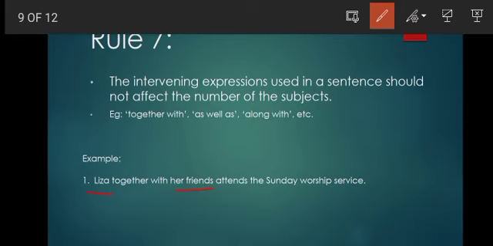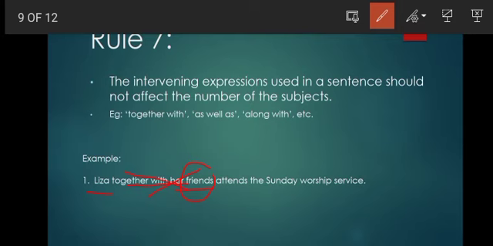And together with is the intervening expression. Lisa is followed by together with her friends, which is the intervening expression. So we must ignore these intervening expressions, which is together with her friends. We must ignore the word friends because it is not the subject of the sentence.